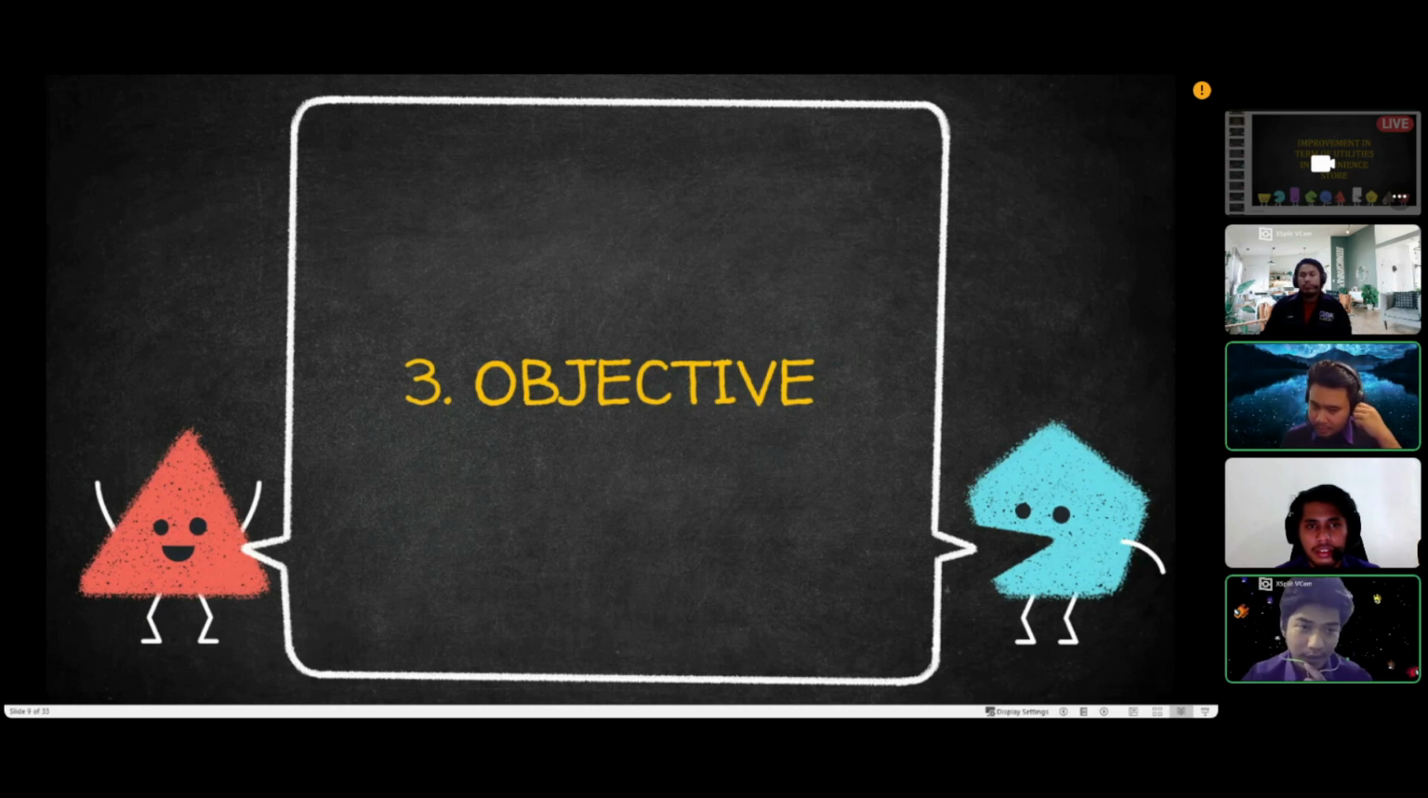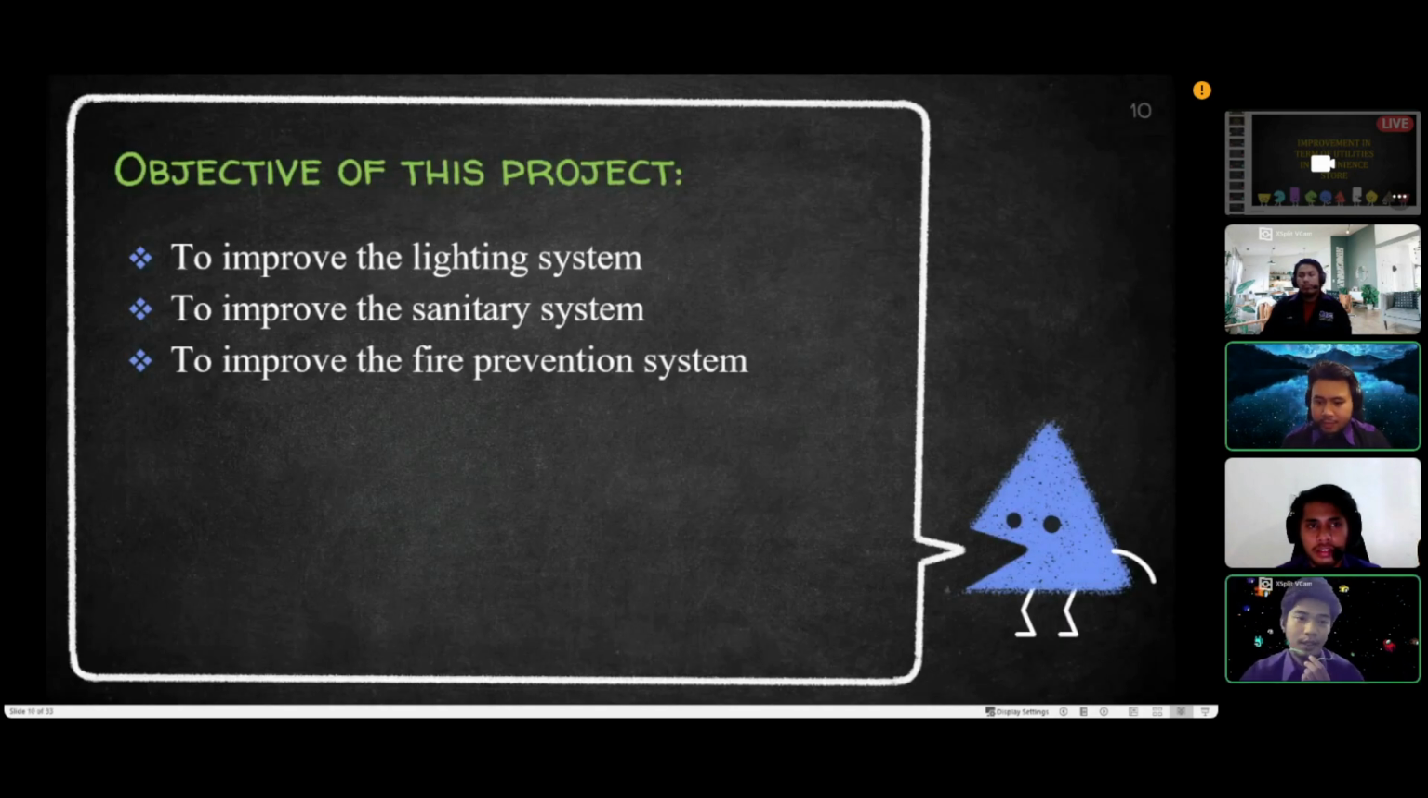Okay, for the objective, next. The main aim of this research is to make improvements on the store, as the title of this project says. Especially, there are three objectives as follows. First, to improve the lighting system in the convenience store. Second, to improve the sanitary system in the convenience store. And lastly, to improve the fire prevention system in the convenience store.